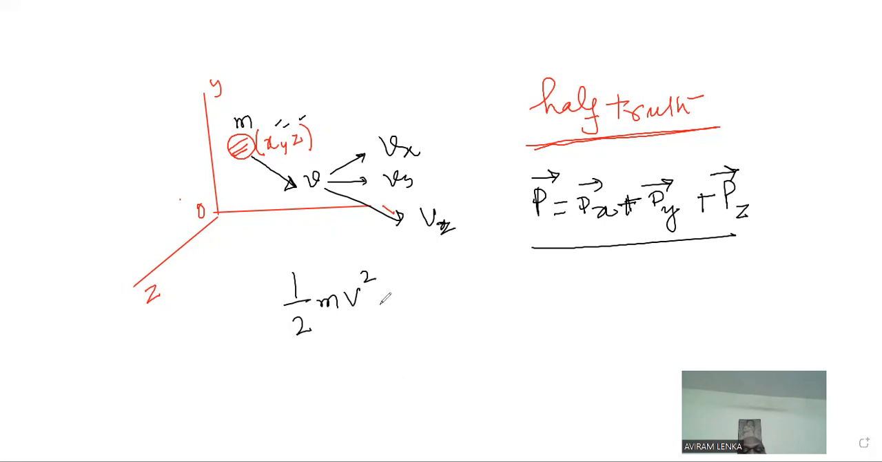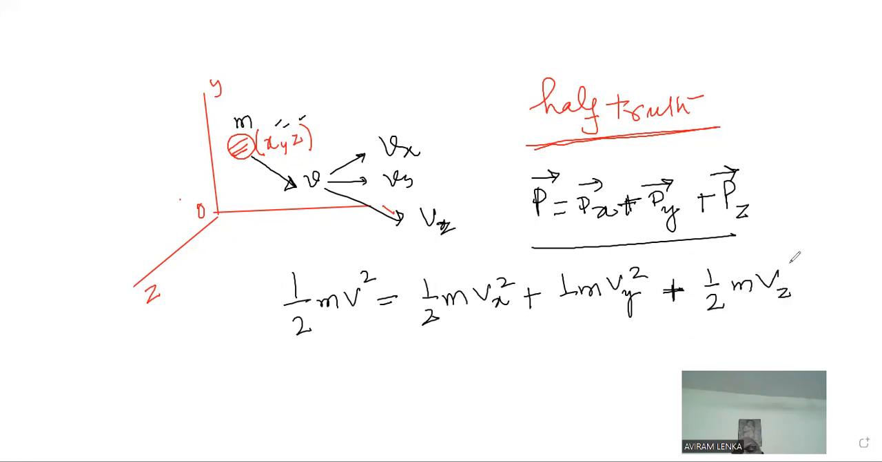Similarly, kinetic energy can also be written. If the kinetic energy of the mass is half m v squared, then it can be written as half m vx squared, that is the x kinetic energy, plus half m vy squared, plus half m vz squared. Here we have broken down kinetic energy into three coordinates.